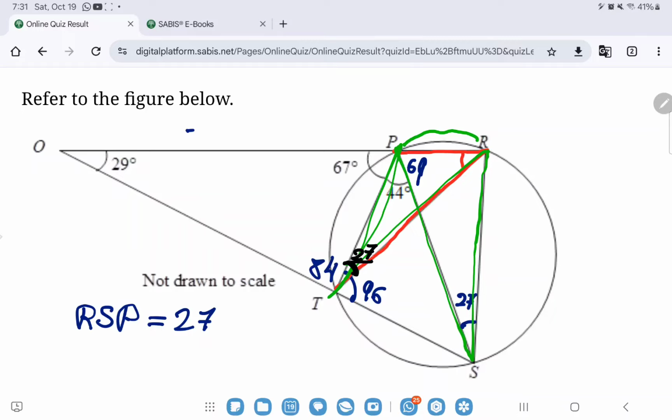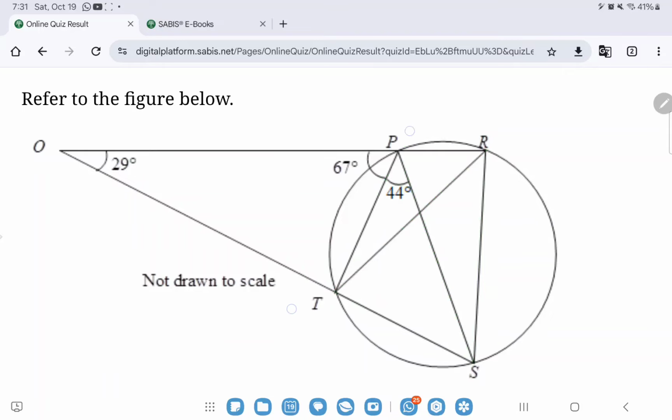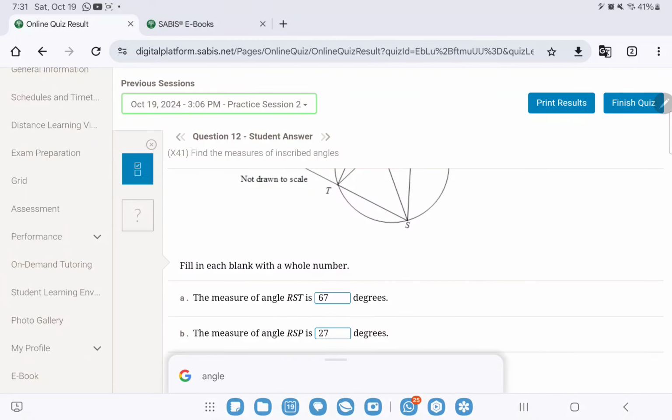So now we have two of the three angles in the triangle. So this is 113 plus 27, which is 140, subtracted from 180, leaving us with 40 for this angle. So we said PRT equals 40. So 27 and 40 should be our parts B and C. So 27 and 40. There we go. Now let's go on to the next question.